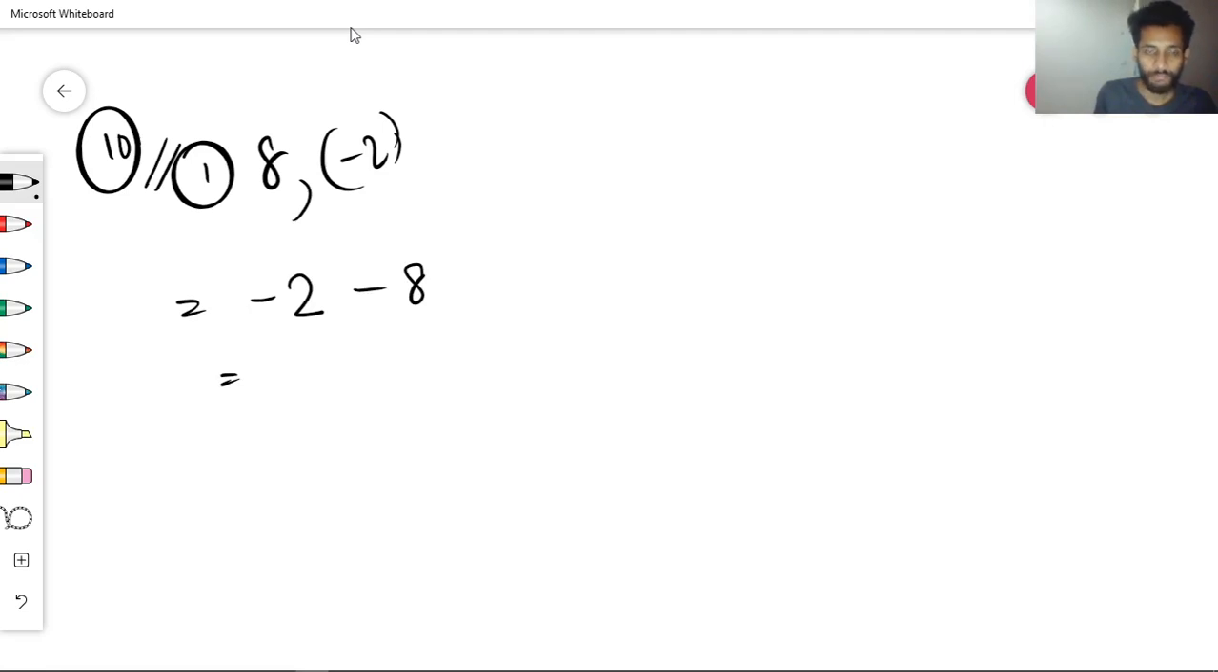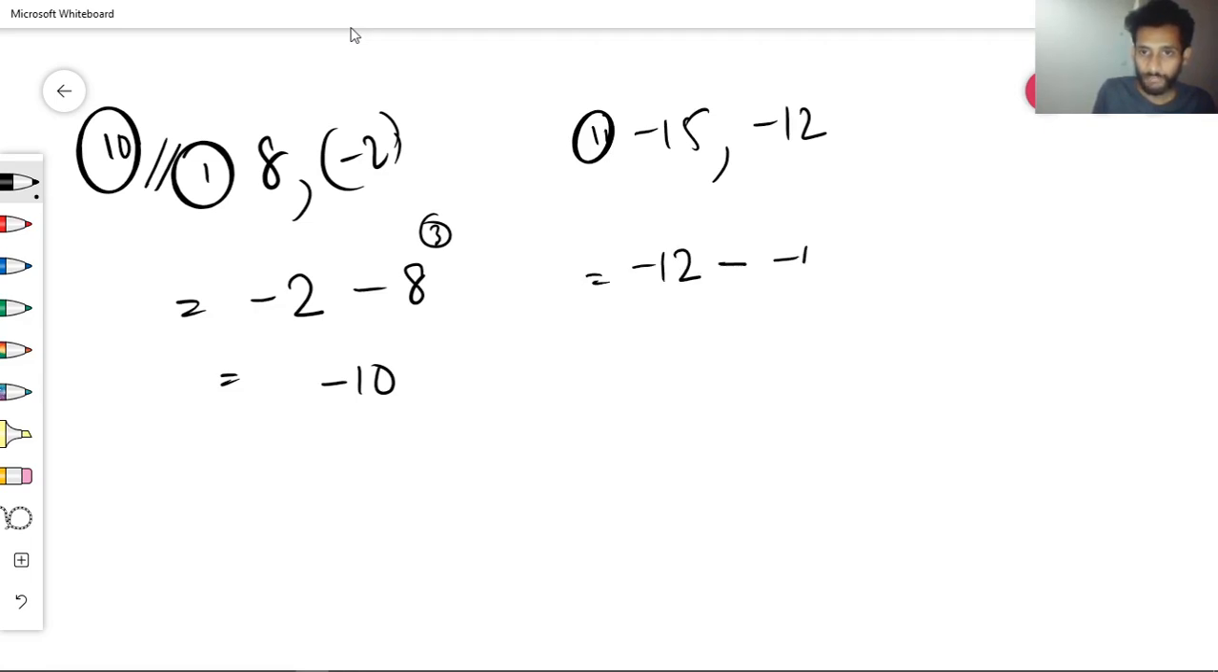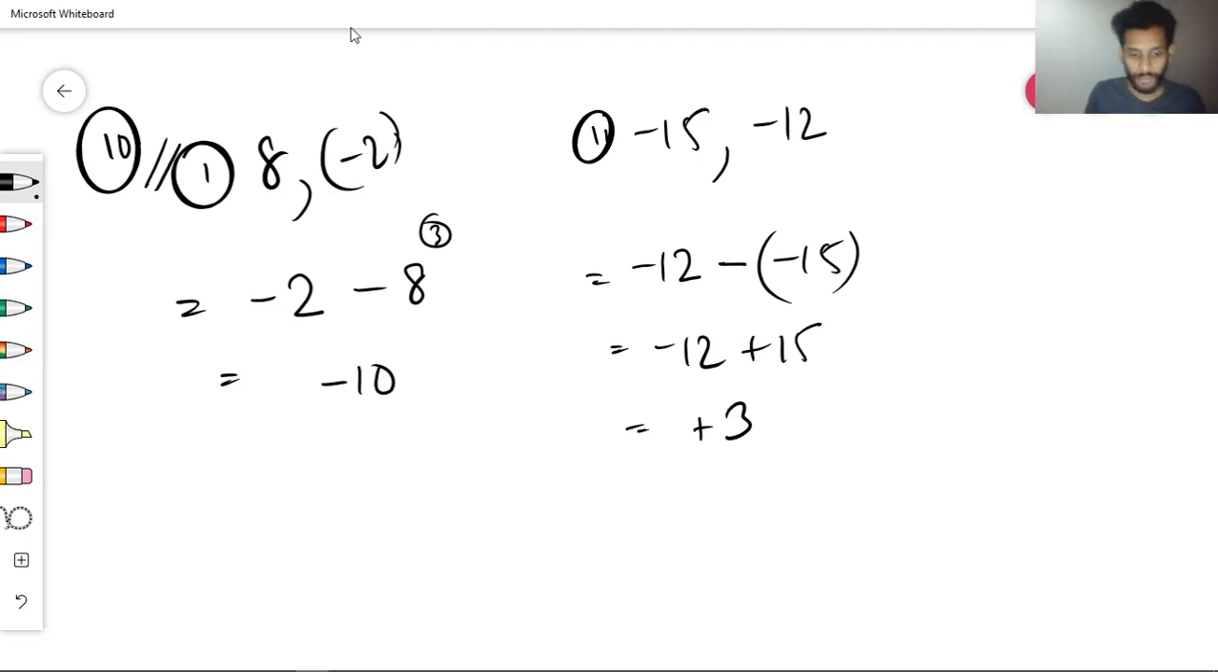So the two are minus, we will be using the third one. 2 minus 8 is 10, plus 10, 2 plus 8 is 10. And the result will be in minus. So the next one, minus 15 minus 12. Here first of all we have to write 12 here. After that minus 15 minus 12 plus 15. So it will be 3. And the result will be in plus 3.